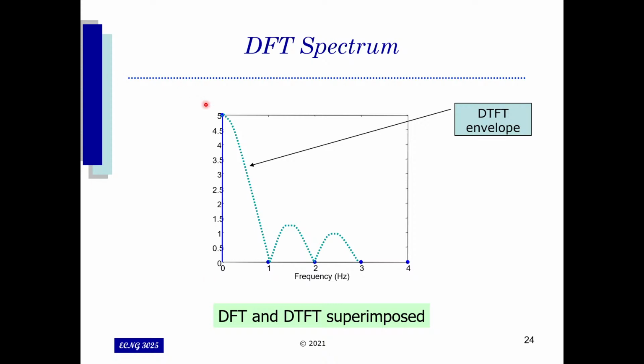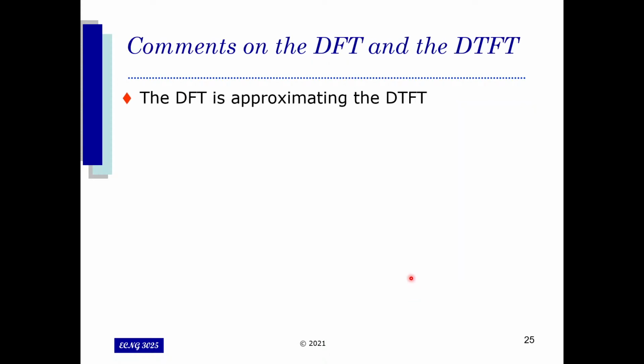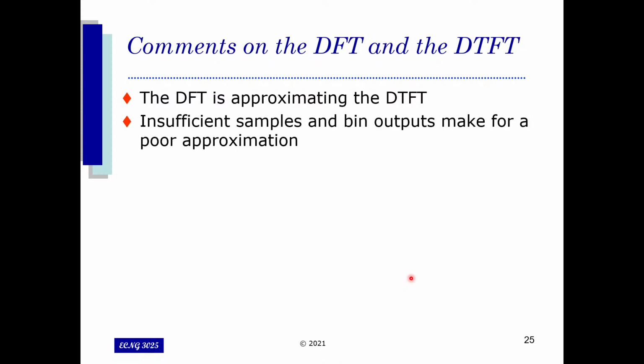If we superimpose onto it, we basically see that for each one of these bin frequency points, we have the same magnitude as the DTFT. So in commenting on it, the DFT, because it's a discrete frequency spectra of the DTFT, basically approximates the DTFT. And if you don't have enough samples and bins, you're going to get a very poor approximation. So the more samples you have and the more bins you have, the better your approximation, but that also means that you need more memory to store these in particular.